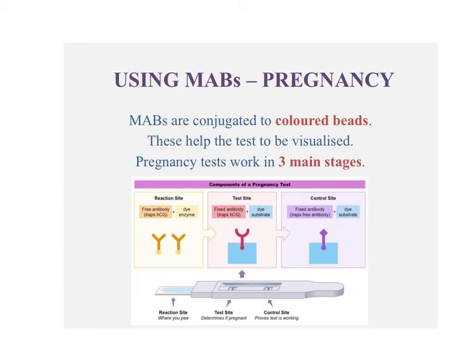Now, monoclonal antibodies in pregnancy testing are conjugated to coloured beads. And because these beads are coloured, we are able to see them. It gives us the visual results of our test really, really quickly. And as you can see from that diagram, we've got pregnancy test working in 3 main stages, and we're going to go through those now.